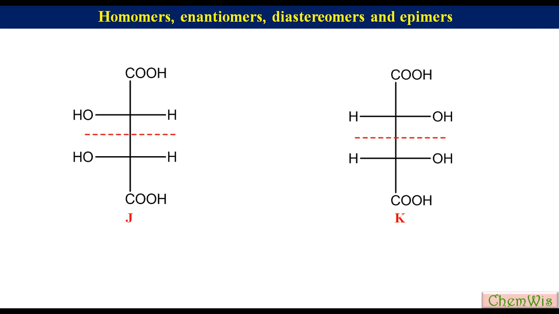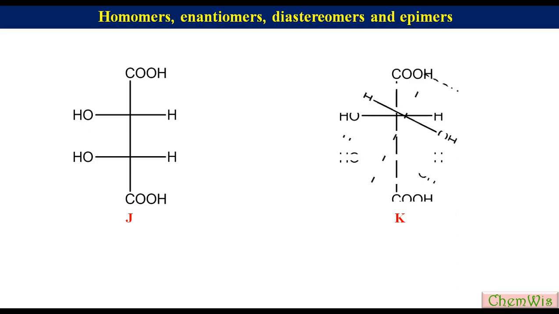In a situation like this, just rotate one of the two molecules clockwise or anti-clockwise through 180 degrees in the plane, because 180 degrees rotation in the Fischer projection doesn't cause change in the configuration. Suppose we are rotating K clockwise through 180 degrees in the plane. Now we will see that structures J and K are the same structures. So J and K are homomers.